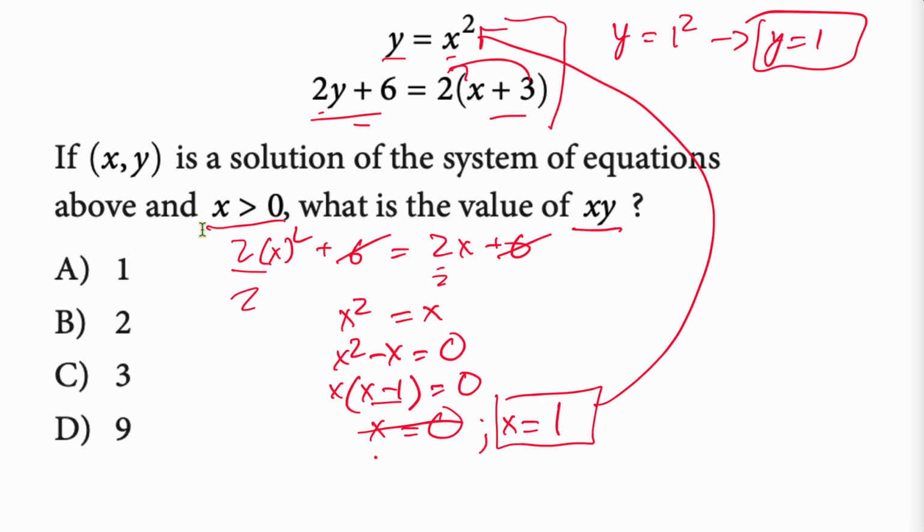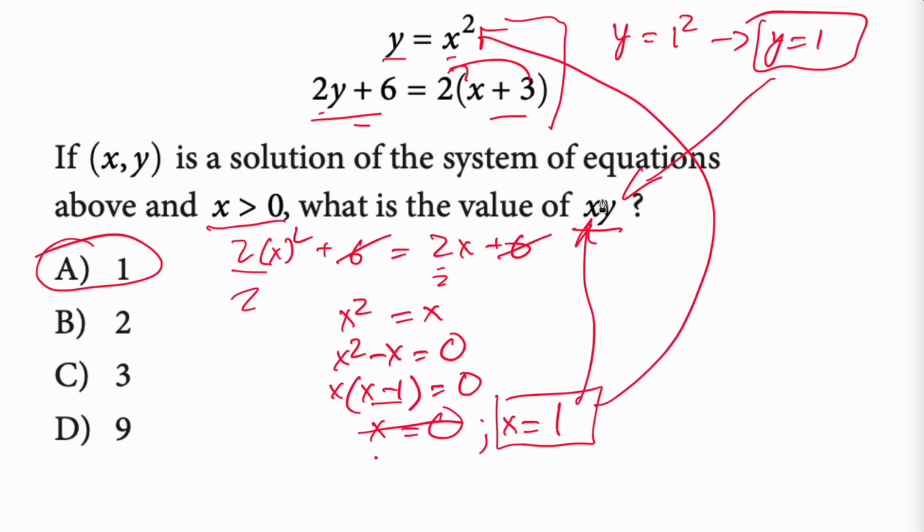So once we plug that in there, we know that y equals 1. Then now we can plug this in here and that in here. So xy, so 1 times 1 is 1. So our answer is 1, which is A, your answer. So that's how you do these kinds of problems.